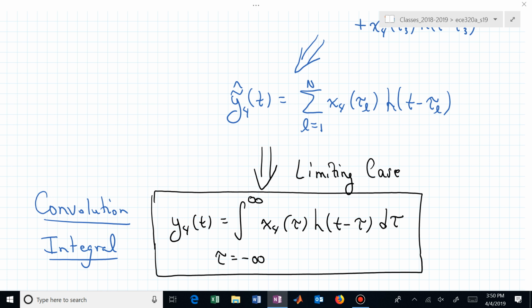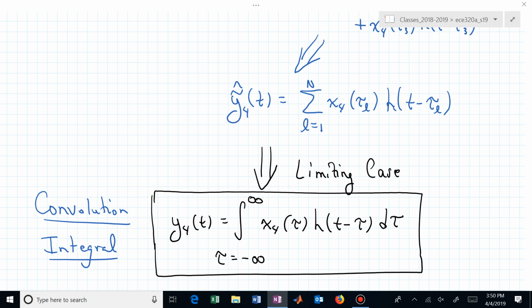That's what we want to be able to do. I give you an x, and I give you an h. You have to have both of them. Now you flip and slide one of those, let's say it's h. You perform this integral and you generate the output y. We want to be able to do that for any x and h.